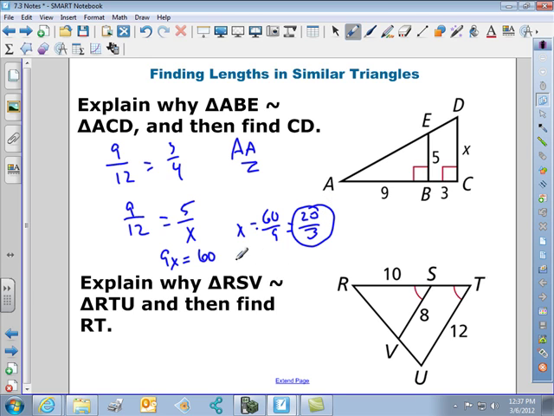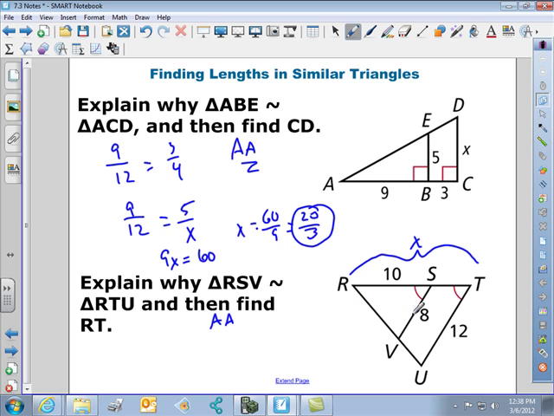Okay? Here we're to say why triangle RSV is similar to RTU, and basically for the same reason. If you notice here, these two angles are congruent and they share angle R, so that would be by angle-angle. Now we're to find RT. So I'm going to label that with an x here.